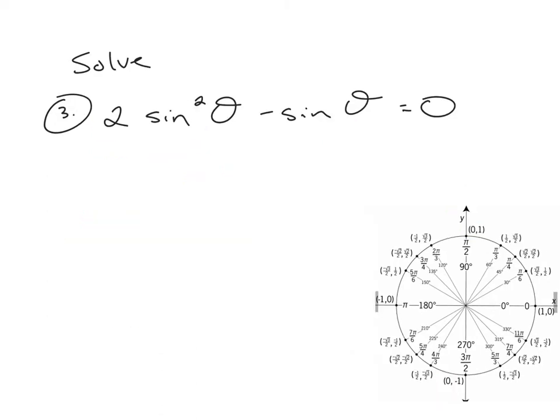Number 3 is where things are a little bit different. In this problem, you should notice right off the bat that you have multiple trig expressions. So anytime you have more than one, or even if you have one being squared, it's best to set the equation equal to 0 first and then factor. Okay, so I'm going to put a little note, set equal to 0, and then we're going to factor.